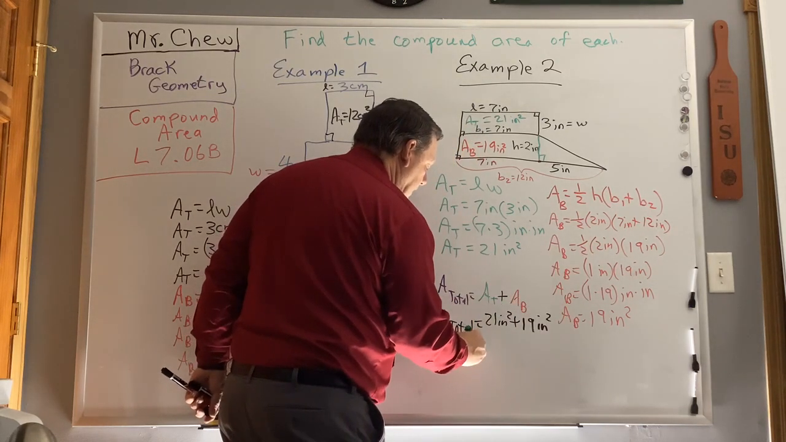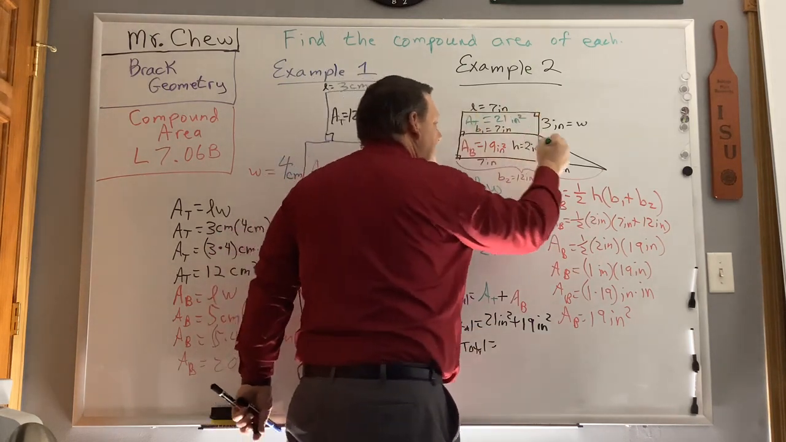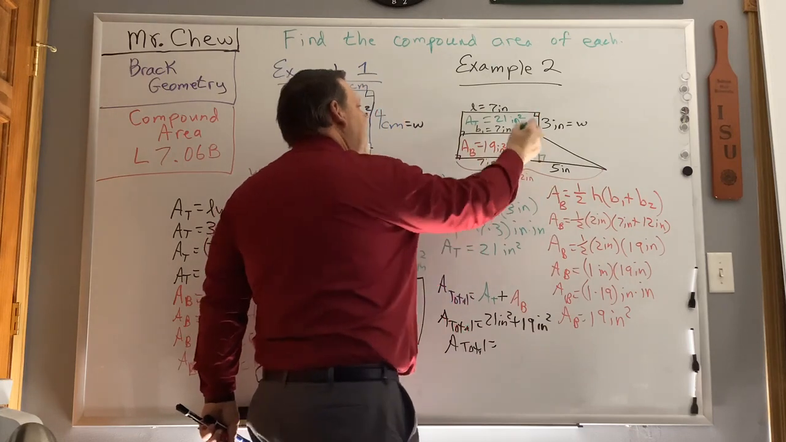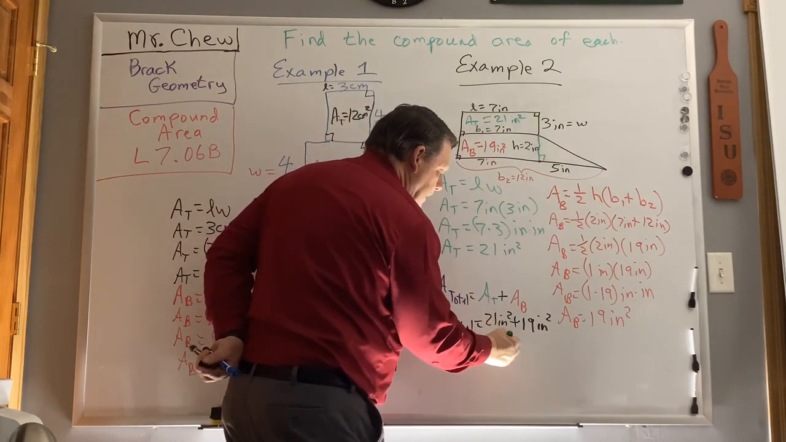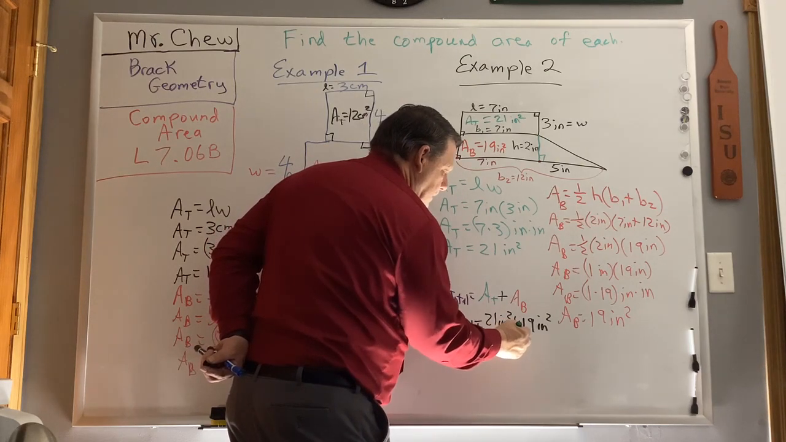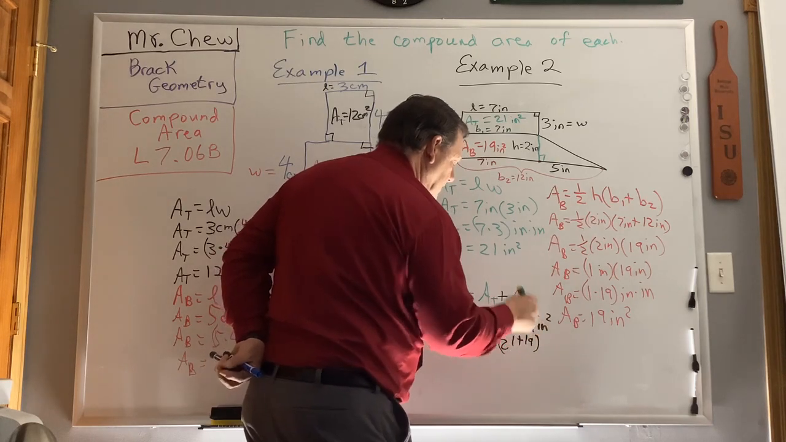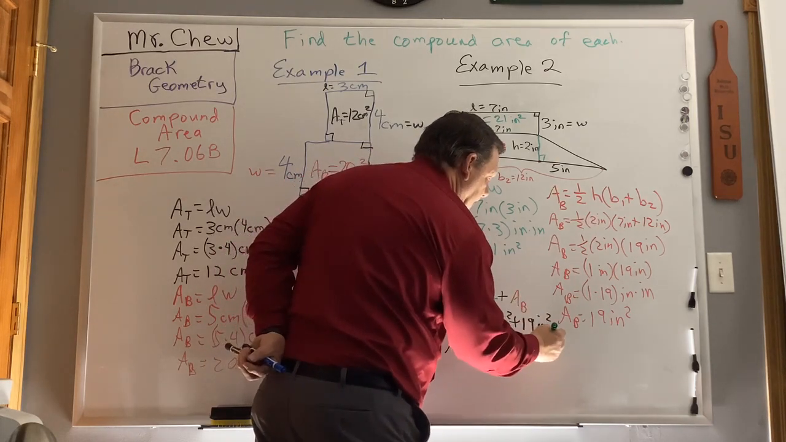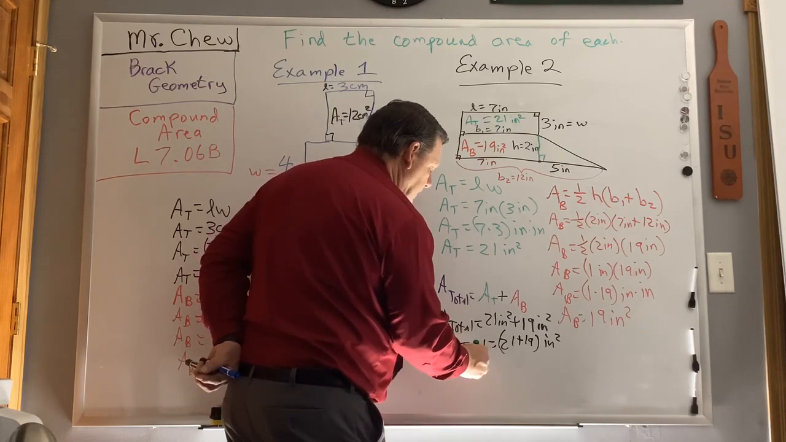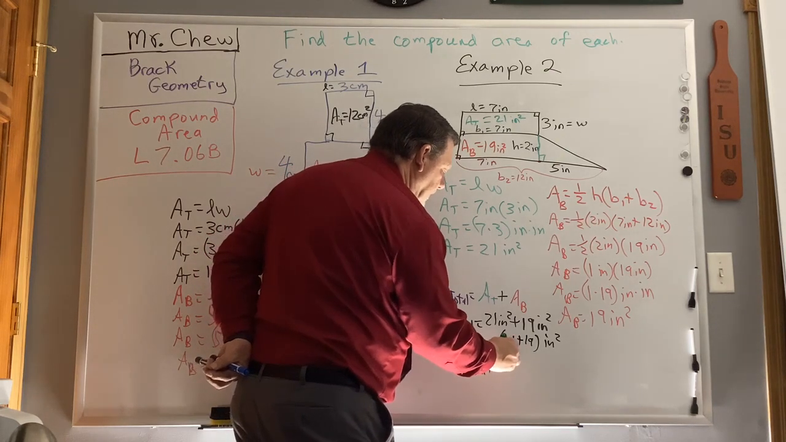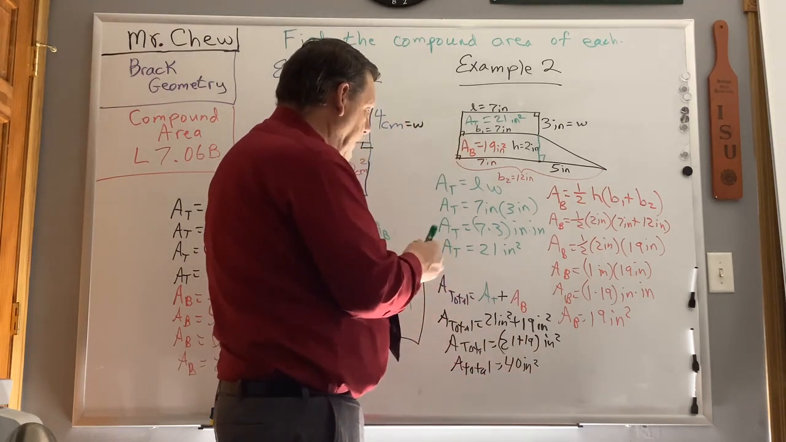So the total area of this compound figure that is shaped like a funny, kind of like a ramp, but then you had to step up. I don't know what you would use this for, is 21 plus 19. We're using the associative property now to factor that out. And that is 40 inches squared. And that is my compound area.